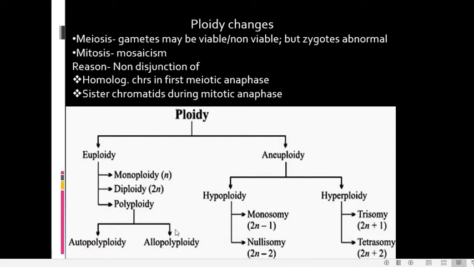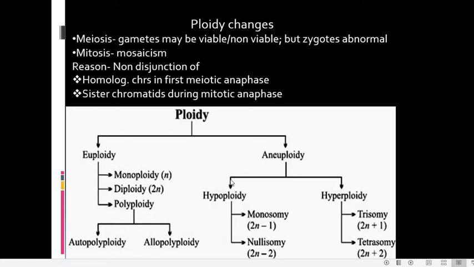So here in euploidy, the chromosome number change occurs in such a way that there will be multiplication of the basic chromosome set. That means you cannot see deficiency of one chromosome or addition of one chromosome. Either the entire chromosome set will be lost or an entire chromosome set will be gained. In aneuploidy, you cannot expect a change in number of the entire chromosome set. But you can see that either individual chromosomes will be lost or homologous pairs of chromosomes will be lost. The entire chromosome set will not be lost or gained.